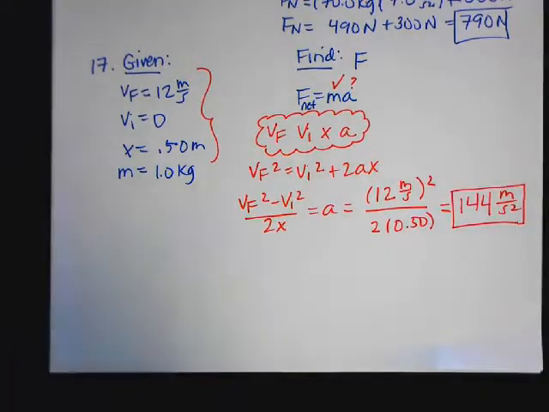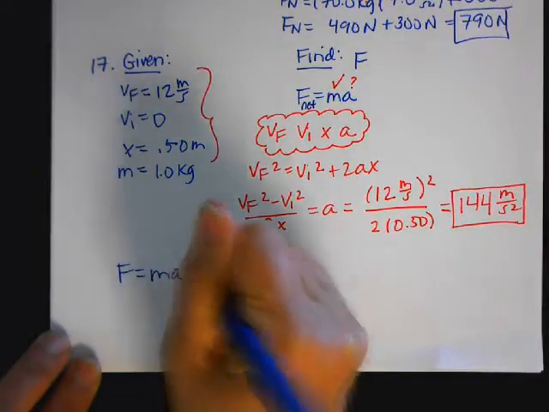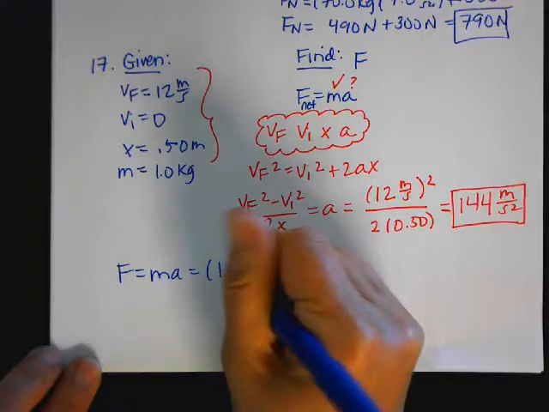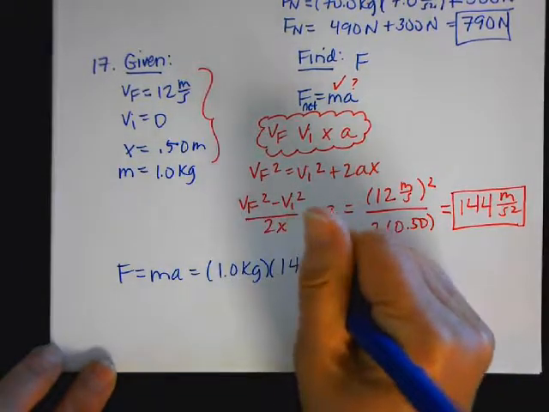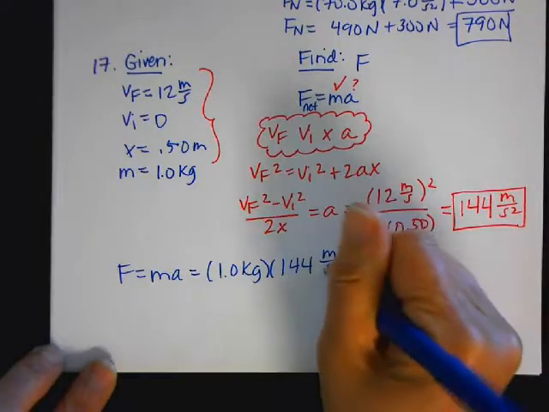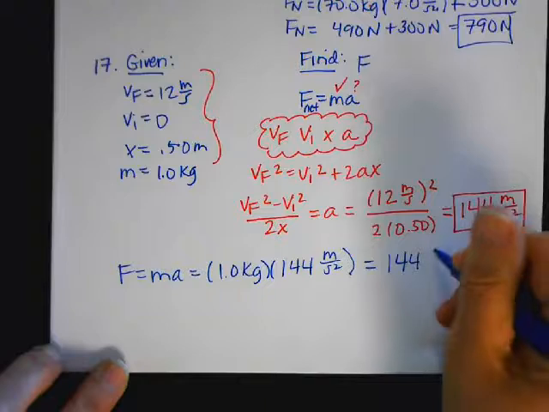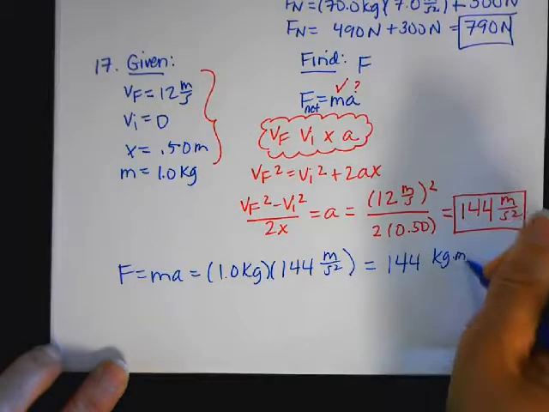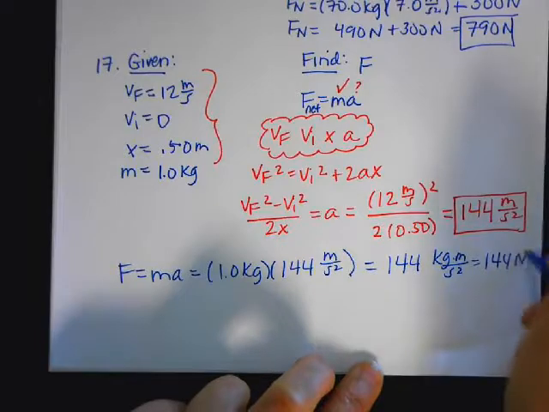Now I'm going to go back to my original equation and say F is equal to ma. So it's equal to 1 kilogram times 144 meters per second squared. So that's 144 kilogram meter per second squared, which is 144 newtons. And that's it.